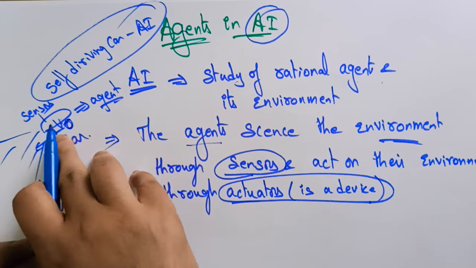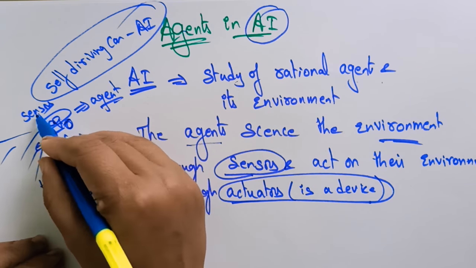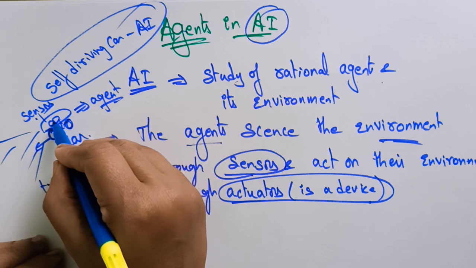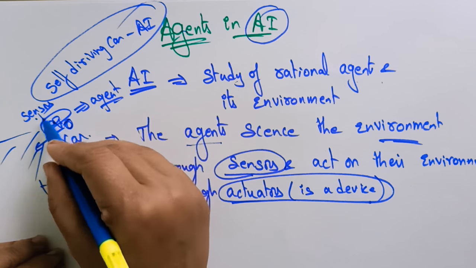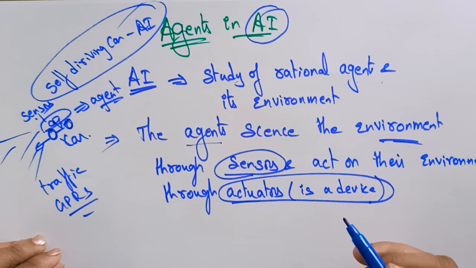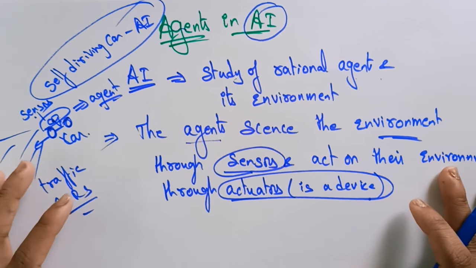Okay, the sensor is sensing the devices, and you have to move the car left and you have to move the car right. That device you call an actuator. It is telling the wheels of the car to rotate, to move left or to move right. So I hope you understand what exactly the agent is, and the environment, the sensors, and actuators.